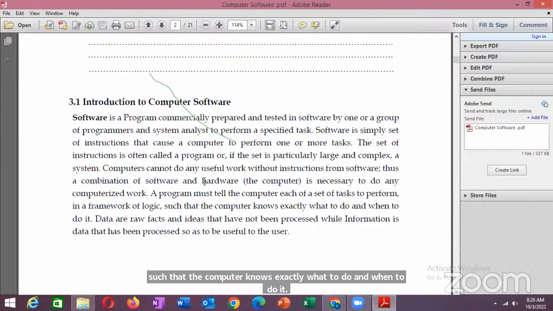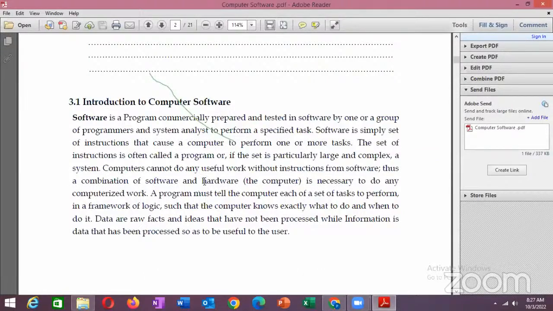Data are raw facts and ideas that have not been processed, while information is data that has been processed so as to be useful to the user.